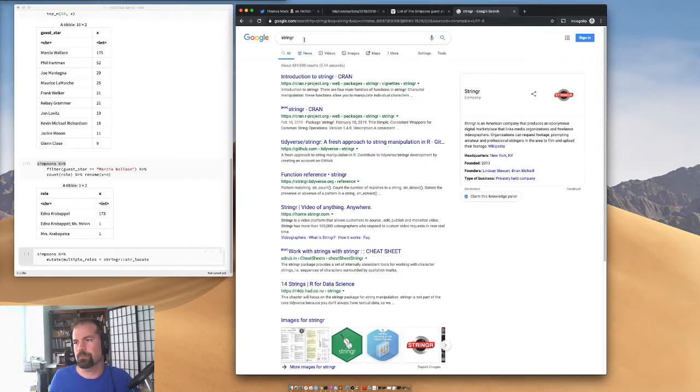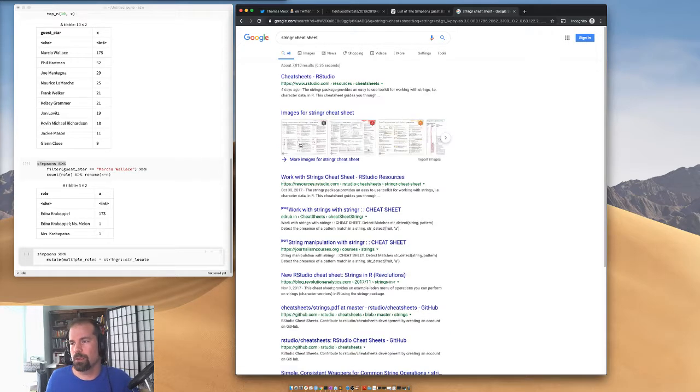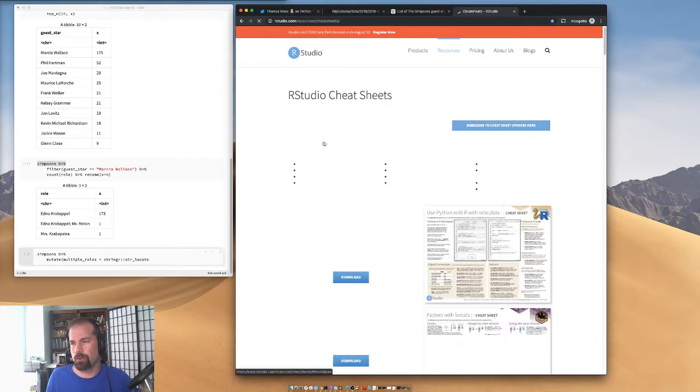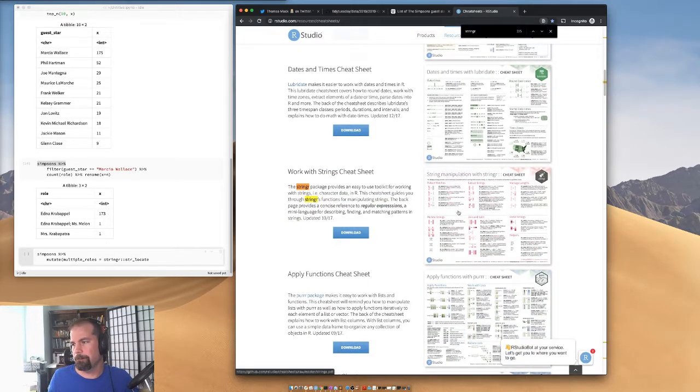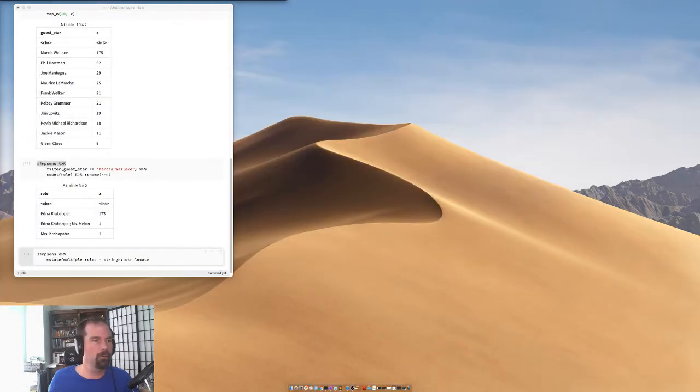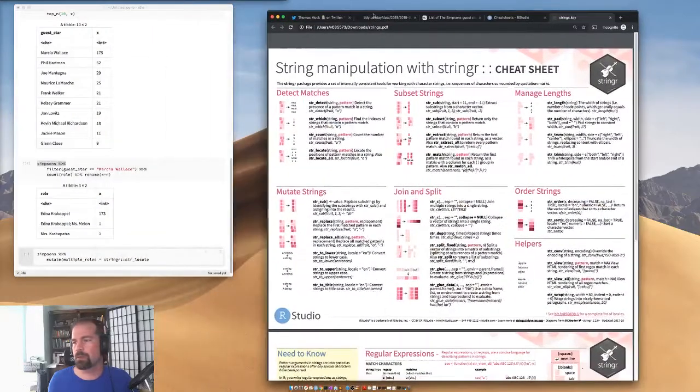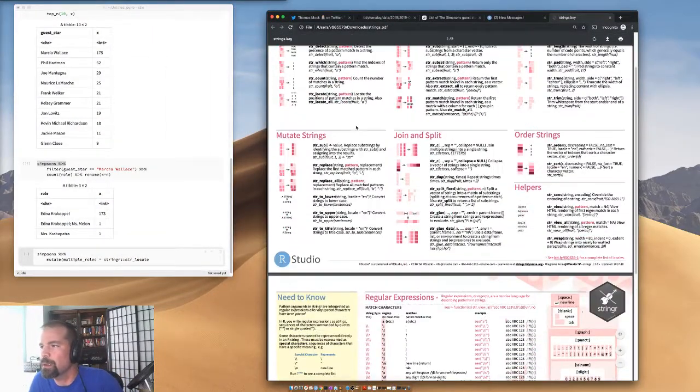Stringer cheat sheet. And this will give us a little bit of information. Stringer is what we use to play with strings. Download it. Actually, can I just look at it here without downloading it? Oh, of course it's going to want me to download it. Let's see. We'll just open it locally then. So what do we have here?